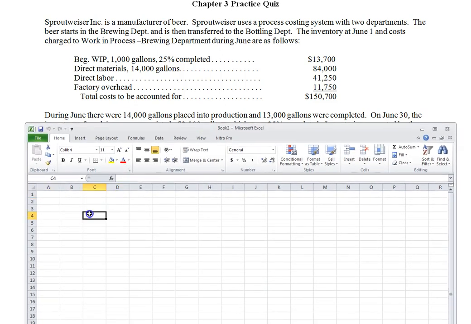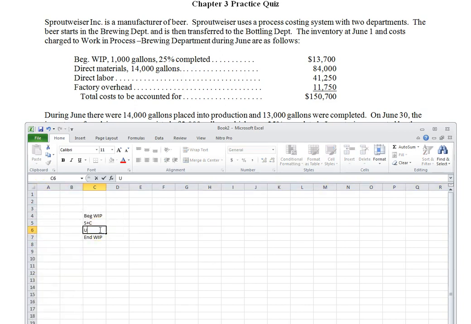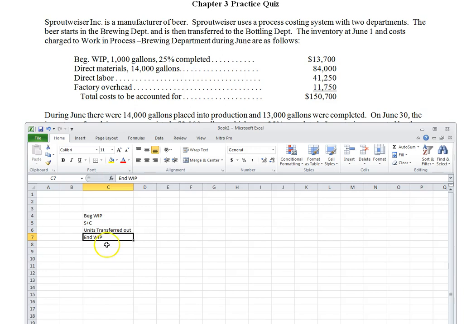So we're going to start off by making our table. We need to keep track of beginning work in process. We need to calculate started and completed, and then ending work in process. If you wish, you can add another column in here. This is going to be units transferred out. Again, that one's optional. And then we can just keep track of the totals.